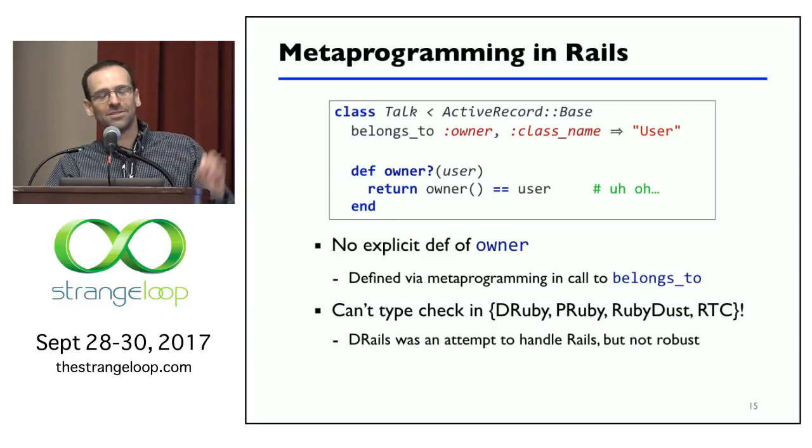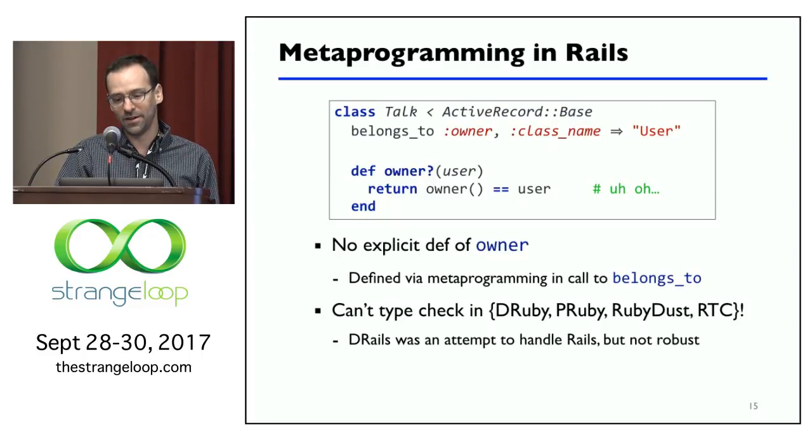And that ridiculously simple method could not be checked by any of the previous systems that I had been working to develop. All those boxes, the errors between them, they couldn't check this code. The reason is that the method owner isn't actually defined explicitly anywhere in the program. There's no def of it anywhere. And that caused essentially all the previous systems to fail. So this is an example of metaprogramming.